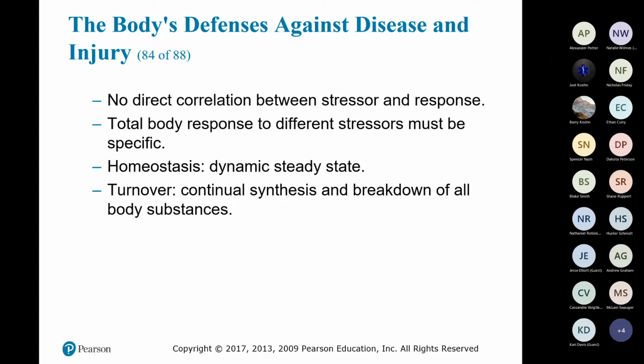No direct correlation between stressor and response. If they mean that the response is triggered, yes, I would agree with that. But absolutely, it depends on the stressor. If your body is going to have a response, to be honest, the total body response to different stressors must be specific. Again, it could be something as simple as a fear, something that scares you, could inhibit that stress response.